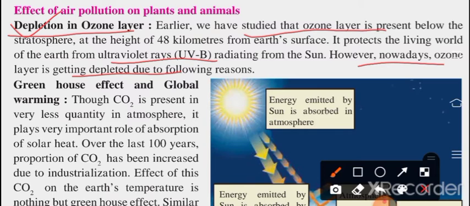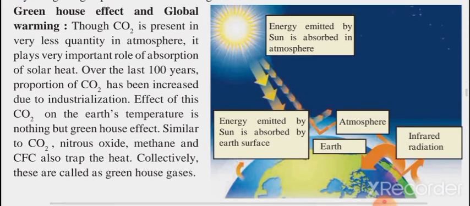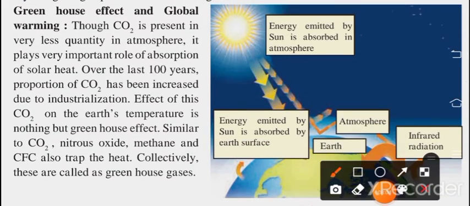Now this ozone layer is getting depleted, and what are the reasons for the same? First reason is greenhouse effect and global warming. CO2, carbon dioxide, is present in very small quantity in the atmosphere. It plays a very important role in absorption of solar heat. Over the last 100 years, the proportion of CO2 has increased due to industrialization. The effect of CO2 on the Earth's temperature is nothing but the greenhouse effect.